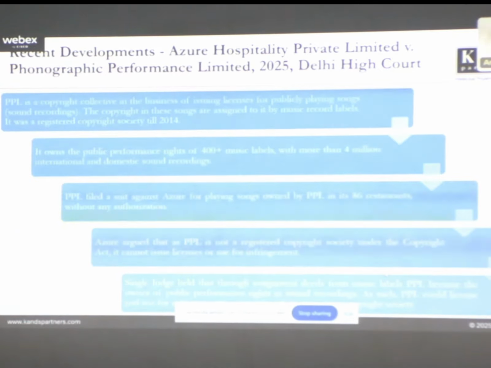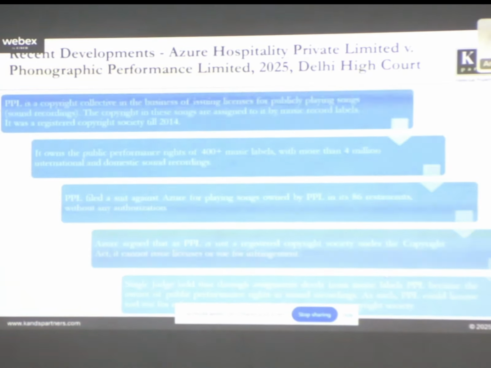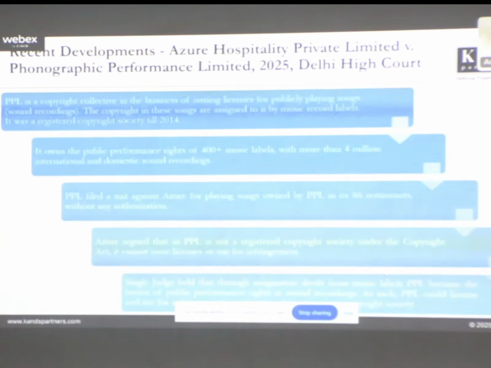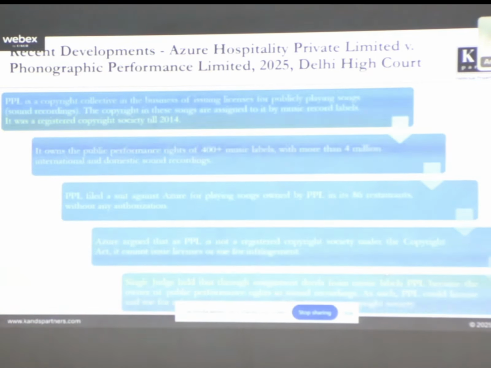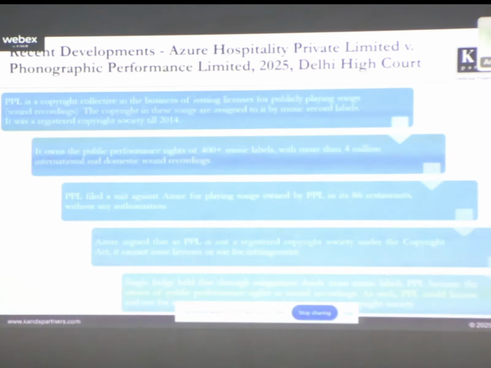Azure is a company that operates multiple restaurants all over India, and PPL is a copyright collective that is in the business of issuing licenses for publicly playing songs. PPL owns the copyright from a lot of music record labels, and it issues licenses for the use of these songs in public. PPL was a registered copyright society till 2014. It is not a registered copyright society as of today. It owns public performance rights of 400 plus music labels with more than 4 million international and domestic sound recordings. So it's a big party.